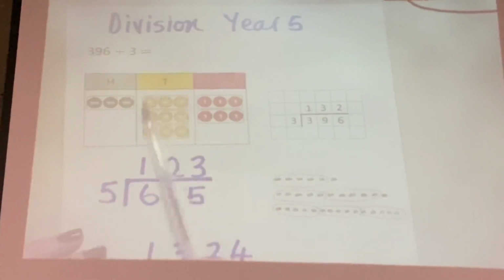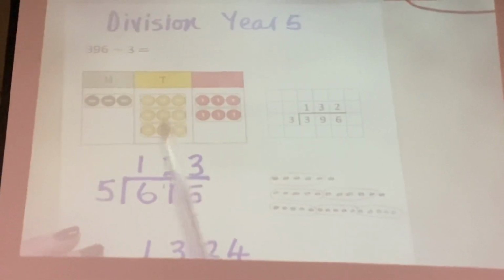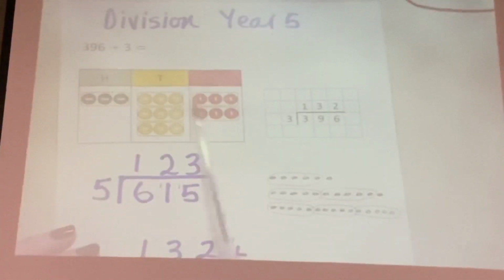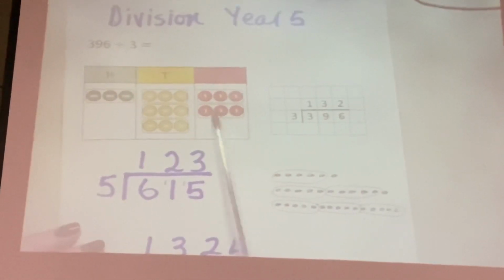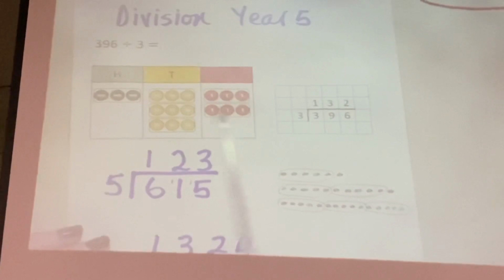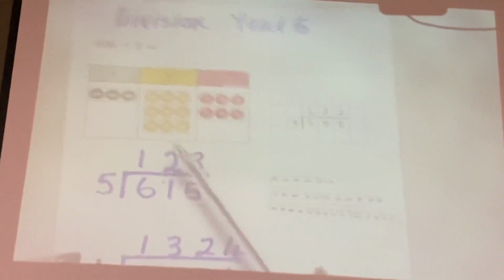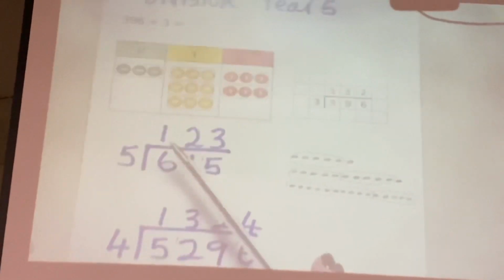How many groups of 3 do we have in 9, in these 9 tens? I have 3 groups of 3. 1, 2, 3. My 3 goes there. And how many groups of 3 do I have in the 6 ones? I have 2 groups of 3. So that's a visual representation where they can then really see how they're grouping depending on what number they're dividing by.